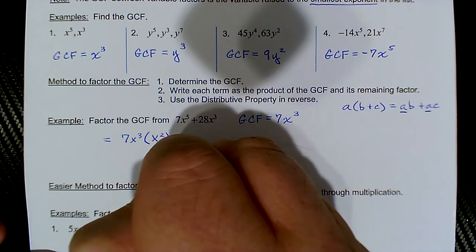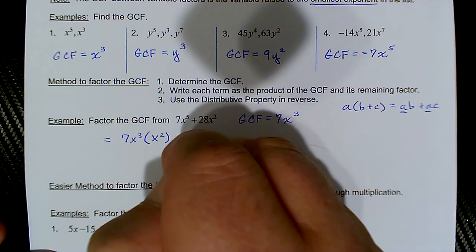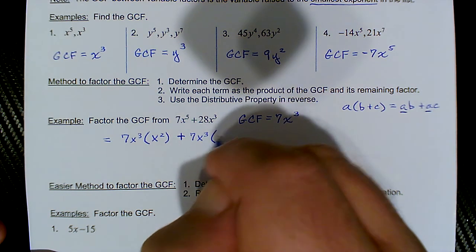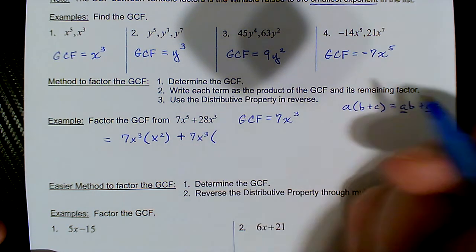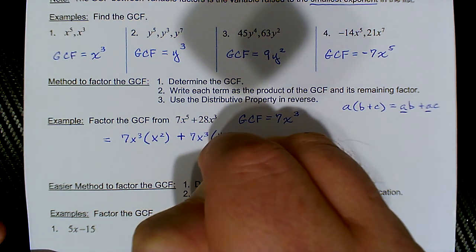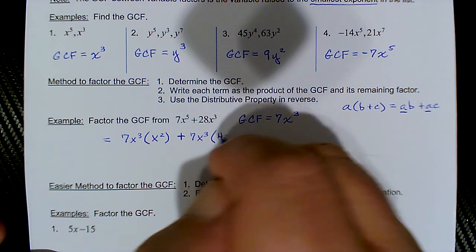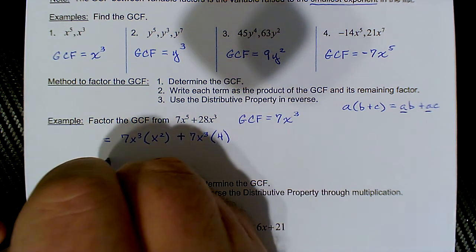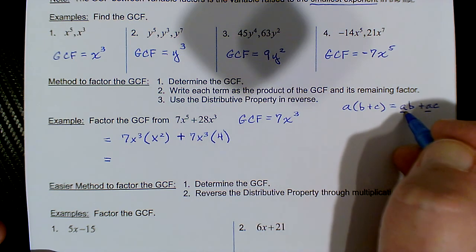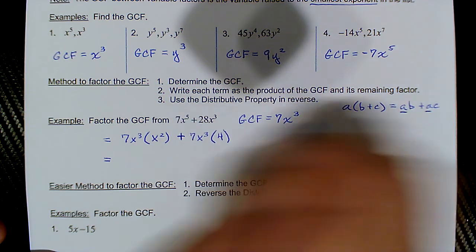And similarly, we have the 7x cubed, and now we want to determine what, when multiplied by 7x cubed, gives us 28x cubed. Well, to get 28 from 7, we'd have to multiply by a 4, and it turns out we don't need a factor of x because it's already x cubed. So then, here's the distributive property in reverse. That a, this 7x cubed here, is common, and it's behaving as the a.